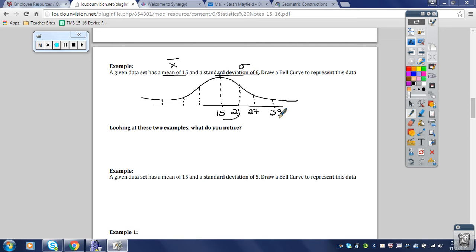Okay, look at the left. Now if I go to the left, I'm not going to add my standard deviation. I'm going to take my standard deviation away. So 15 minus 6 is 9. 9 minus 6, 3. 3 minus 6, negative 3.